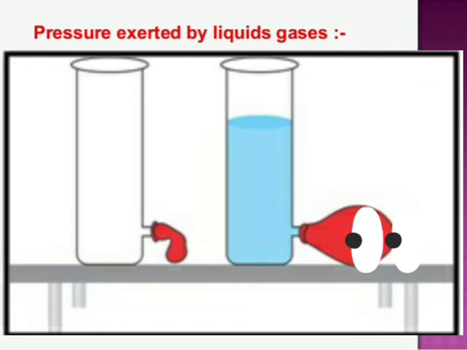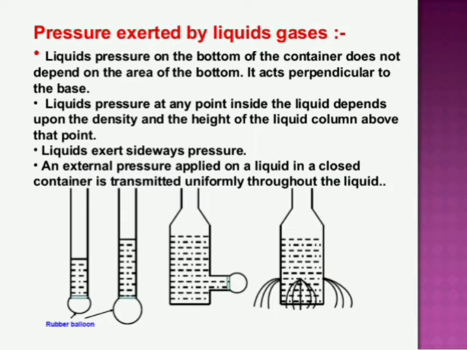Pour some more water in the bottle. Now what will you observe? The rubber sheet will bulge out more. Every time you add water in the bottle and the rubber sheet bulges out more, this proves that liquid exerts pressure on the walls of the container.